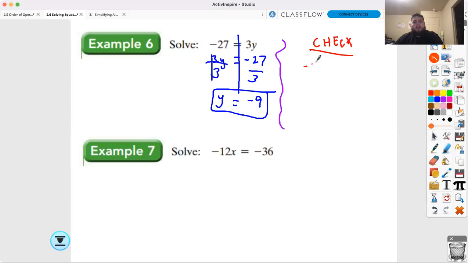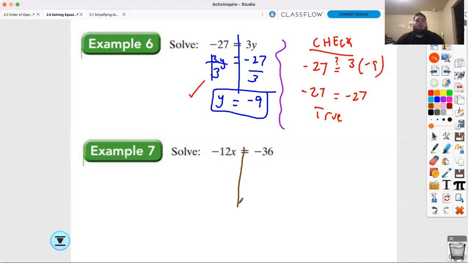So then we get -27 equals question mark 3 times -9. 3 times -9 is -27, which equals the left side. It's true. So therefore, this is the correct solution. Let's go ahead and take a look at example 7.